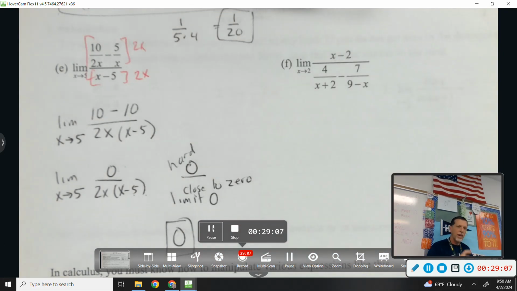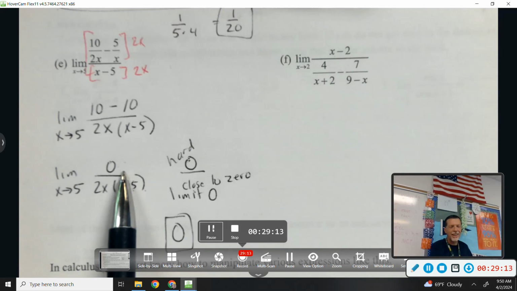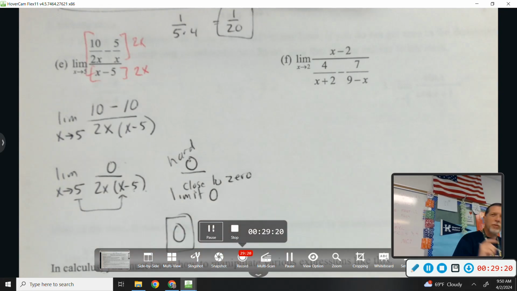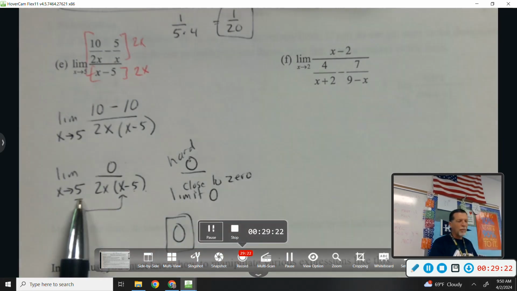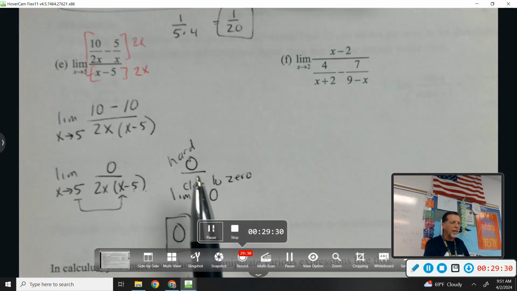Okay, 10 minus 10, that's 0. There's nothing limit in the top. I'm not plugging in anything and getting almost 0. In the bottom, though, I'm plugging in. I say I'm plugging in 5, but remember, I'm not really plugging in 5. I'm plugging in 4.9 and 4.99 and 4.999 and 4.99999. And so I'm getting really, really close to 0, but that top number is a hard 0.